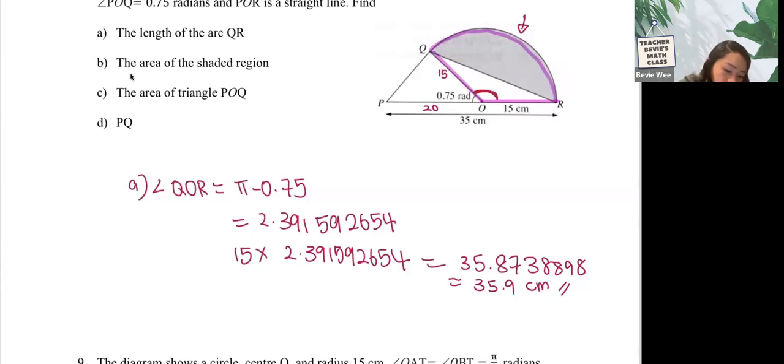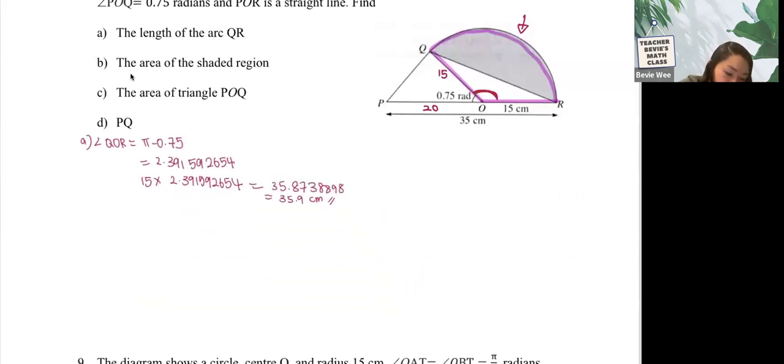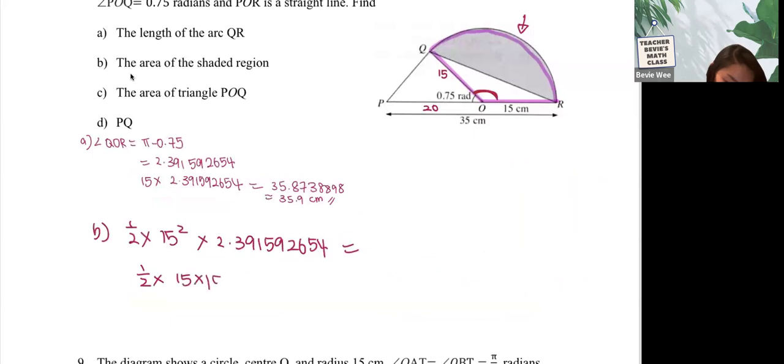So do y'all get the area of shaded or not? Area of the sector first, it's half r squared theta. This is your area of sector. Then area of triangle, half ab sine C. Then we minus.